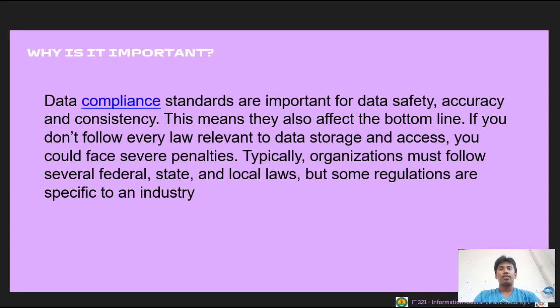Why is it important? Data compliance standards are important for data safety, accuracy, and consistency. This means they also affect the bottom line. If you don't follow every law relevant to data storage and access, you could face severe penalties. Typically, organizations must follow several federal, state, and local laws, but some regulations are specific to an industry.